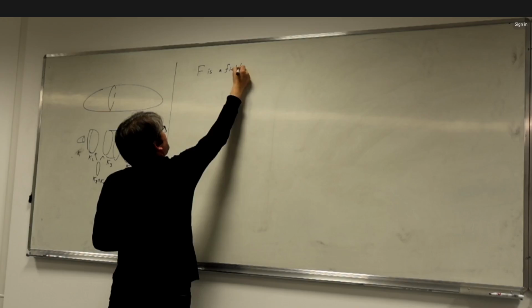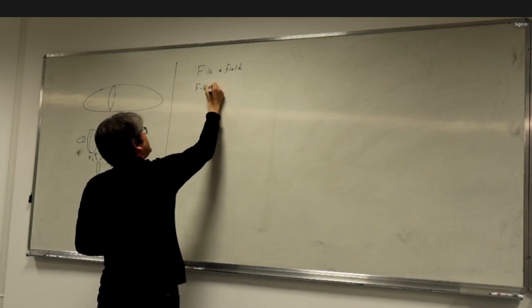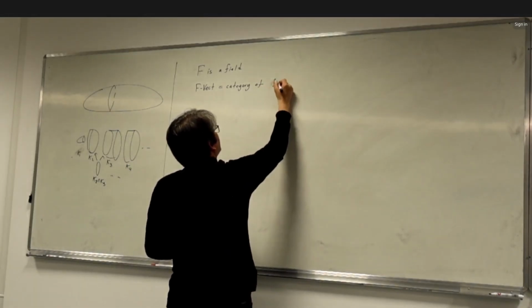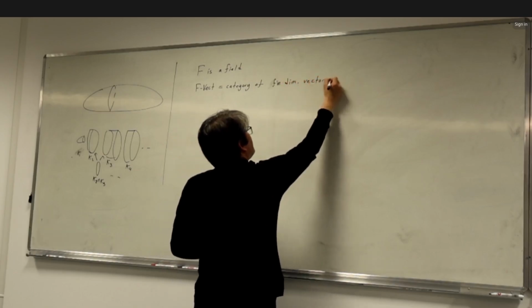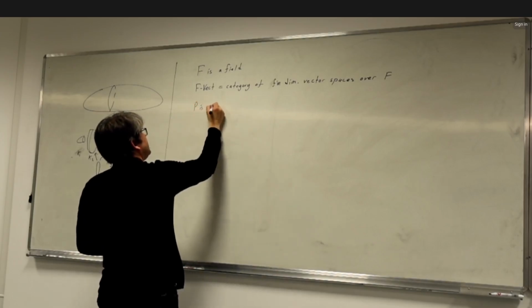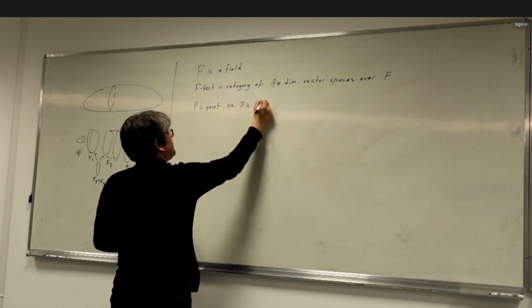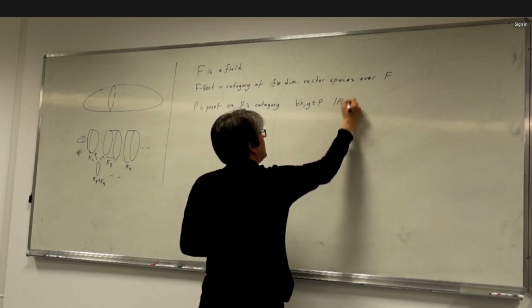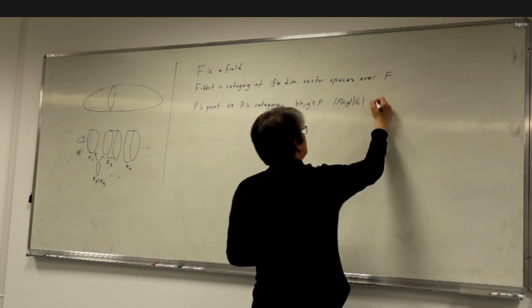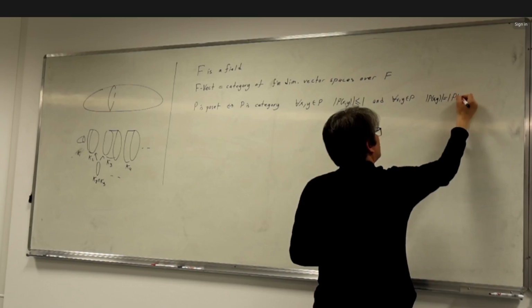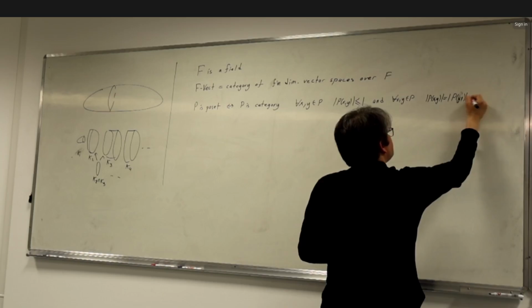Okay, so from now on, F is a field, and I will consider this as the category of finite dimensional vector spaces over F. And then P is a poset would mean P is a category such that for every x, y in P, the number of elements in the morphism set from x to y is less than or equal to 1, and for every x, y in P, if the number of elements in x, y is equal to 1 and the number of elements in y, x is 1, then x is equal to y.